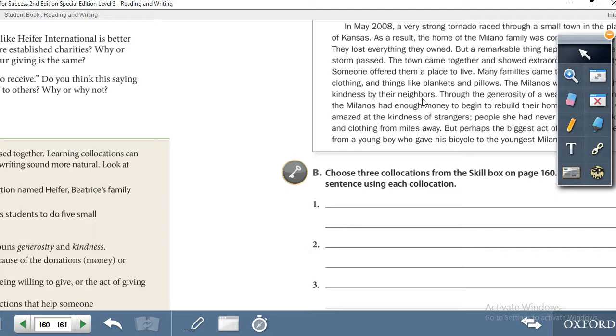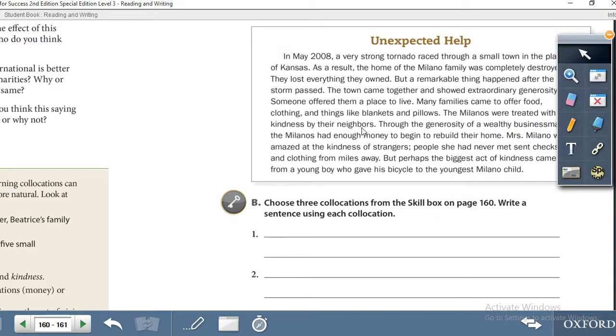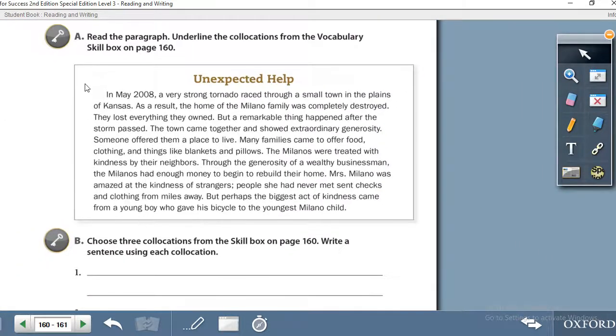Let us now turn over to the next page. So the next page, exercise A, page 161. Read the paragraph, underline the collocations from the vocabulary skill box, page 160. So basically, you will read this paragraph, and wherever you see a collocation like generosity, you will underline it. Extraordinary generosity, you will underline it, right? That is how you will complete exercise A.